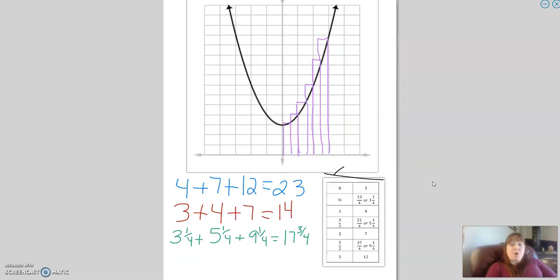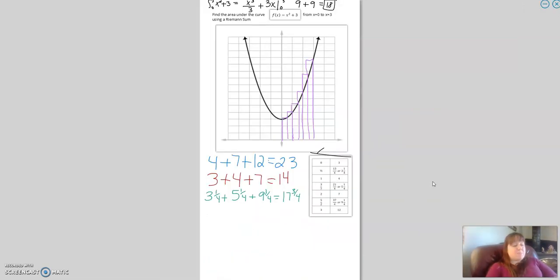So again, with something like this, it might seem overkill to do this with a curve you actually know how to integrate. But what you'll see in the next video is that there's a lot of curves we just can't integrate. And so a Riemann sum is a really good way for us to be able to find the area under the curve without having a function to integrate. So we'll go to that one.